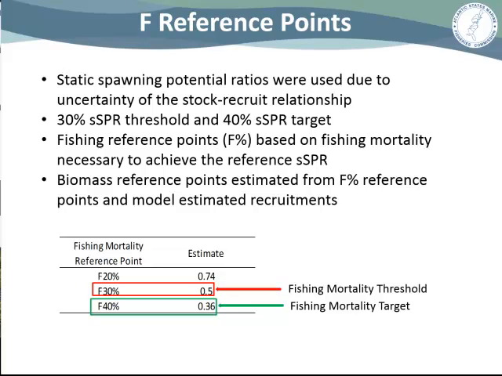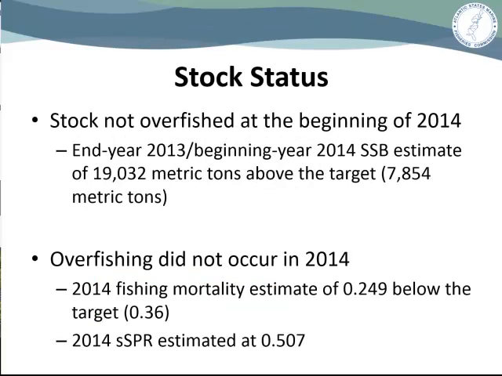And finally, we got down to stock status. The model showed that the stock was not overfished at the beginning of 2014, with a spawning stock biomass of just over 19,000 metric tons, which was well above the target of 7,800 metric tons, and overfishing did not occur in 2014. So the 2014 fishing mortality was 0.249, which is below the target of 0.36, and the SPR was estimated at 0.507.